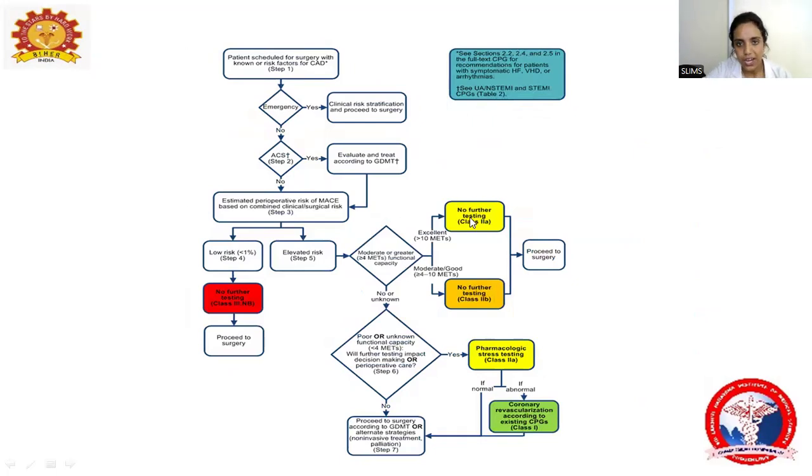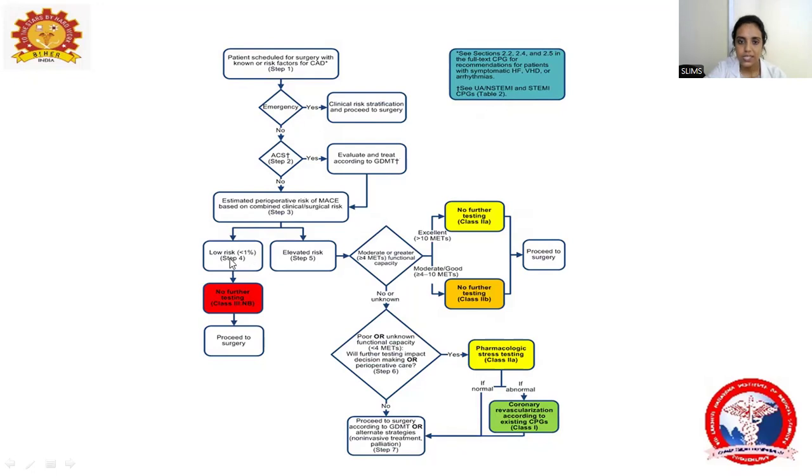So this is a flow chart we follow for a cardiac patient posted for a non-cardiac surgery. When a patient is scheduled for the surgery, you have to see if it's an emergency or not. If it's an emergency, do a clinical risk stratification and proceed to the surgery. If it is not an emergency, you have to see if it is an acute coronary syndrome. If it is an acute coronary syndrome, go and treat it according to guideline-directed medical therapy. If it is not, then you can estimate the perioperative risk.